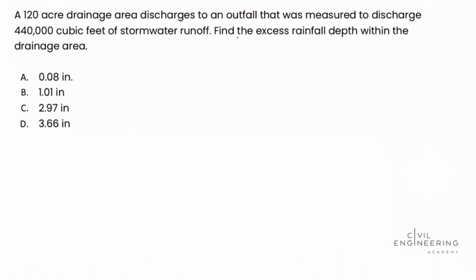This is Matt, and today we work a problem from the Water Resources Breadth section of the Civil PE exam. So let's get started. A 120-acre drainage area discharges to an outfall that was measured to discharge 440,000 cubic feet of stormwater runoff. Find the excess rainfall depth within the drainage area.